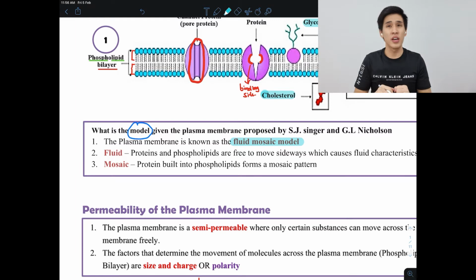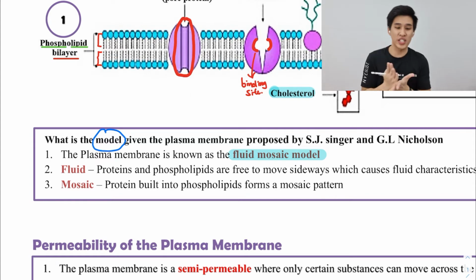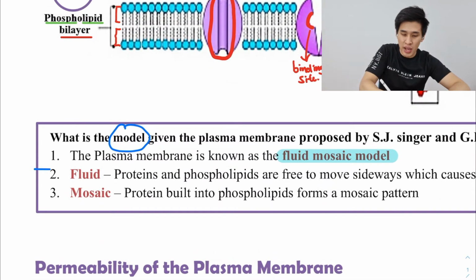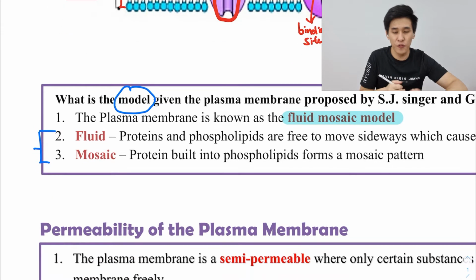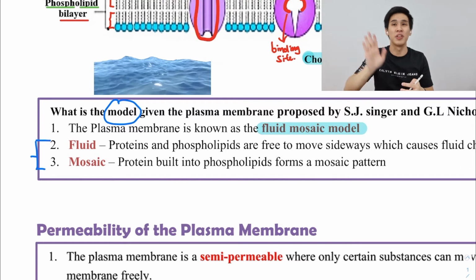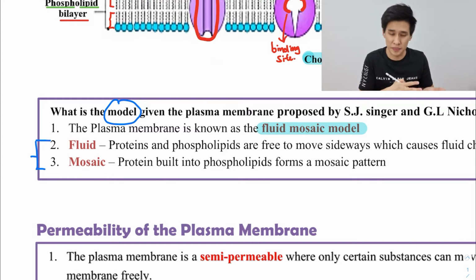After you name it, the next thing the question will ask is explain. What is fluid? What is mosaic? So that will be a separate 2 marks question. Fluid basically means water, flexible like water. But you can't write that. You actually have to explain more of how is it fluid, how is it flexible like water.